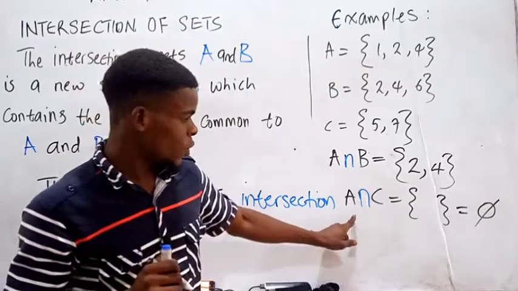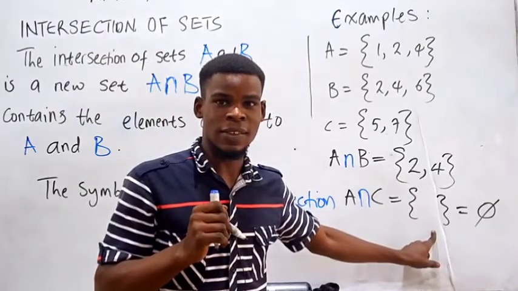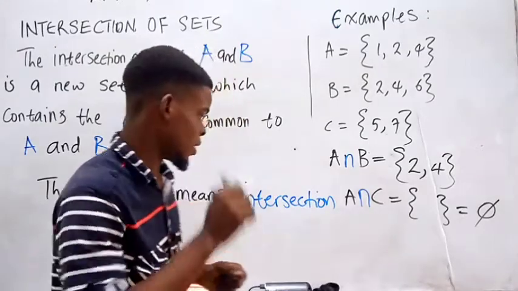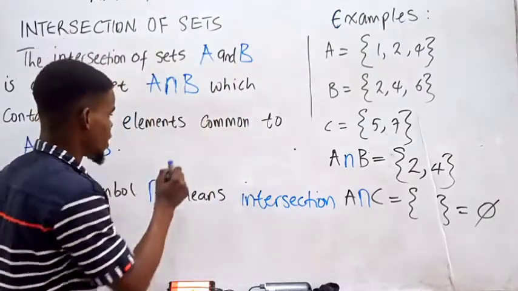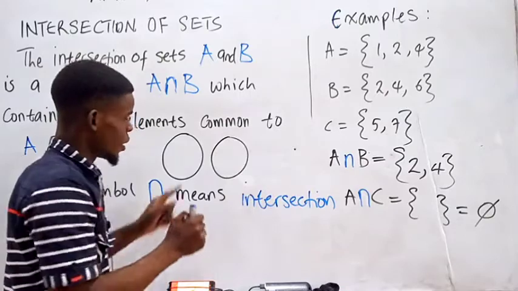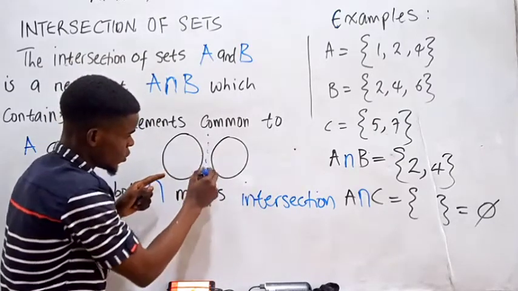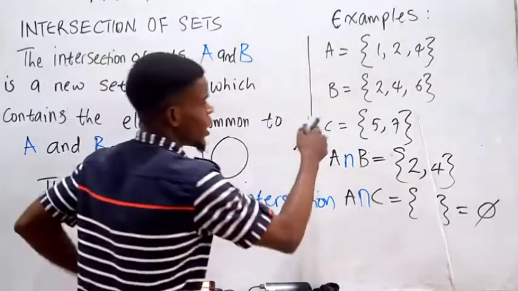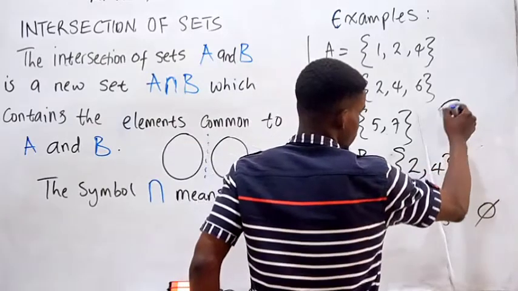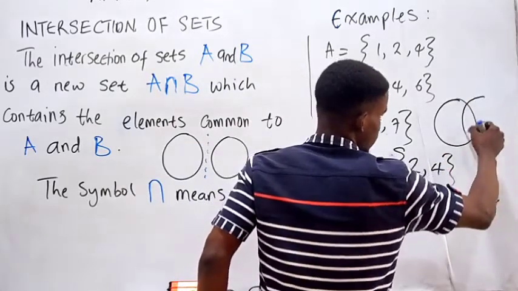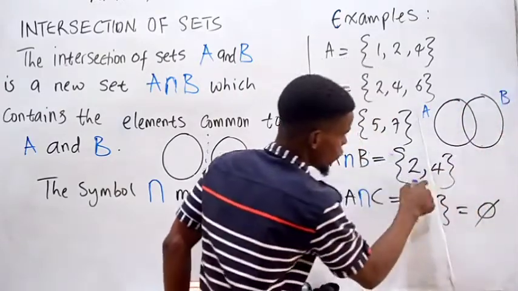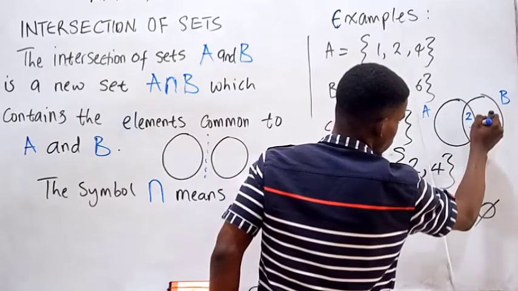Now, when the intersection of two sets is an empty set, it means that the two sets are disjoint sets. For example, if this is set A, then this is set C, and there is no intersection. You know about the Venn diagram. Now let me talk about A and B to illustrate that. The intersection of A and B is just 2 and 4. So this is A, this is B, and there is an intersection. The intersection of A and B will be 2 and 4, so I'm going to put those two numbers here.